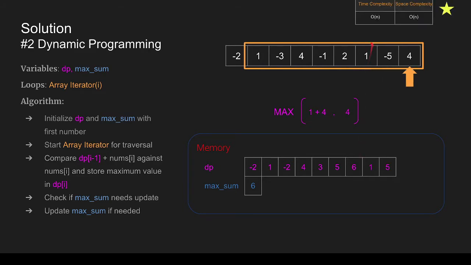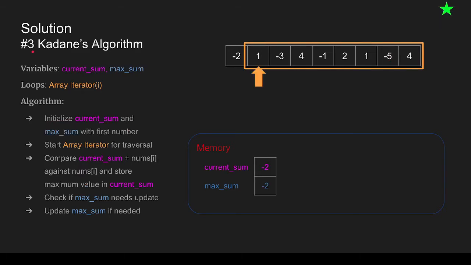Because there is only one loop, the time complexity becomes O(n), and we have an array which has the same number of elements as the array that has been passed. That's why the space complexity becomes O(n).